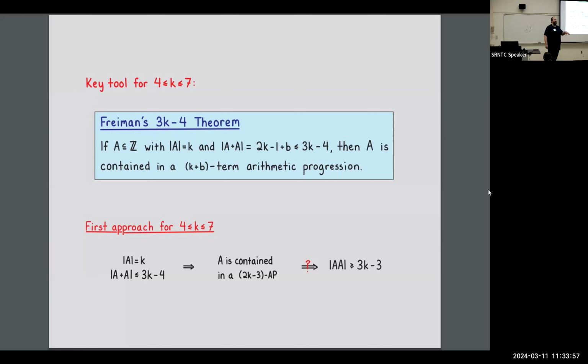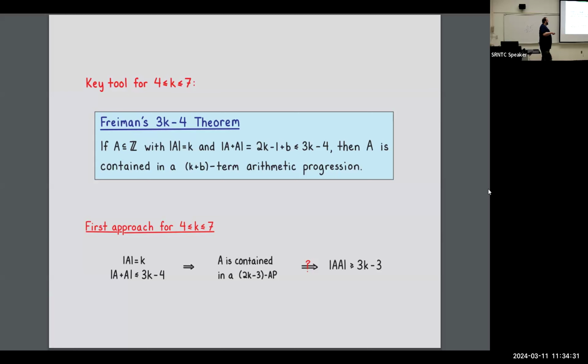He was the first person to ask, well, but if I take my sum set and it's really small, does that mean my set looks like an arithmetic progression? Okay. And this was the first kind of big theorem of that type, which says that if the sum set is close to its minimum, in the sense that it's less than or equal to 3k minus 4, then it has to be pretty sharply contained in an arithmetic progression.